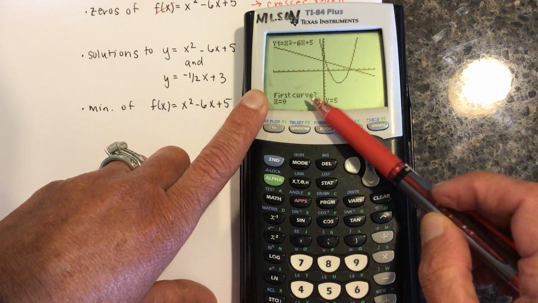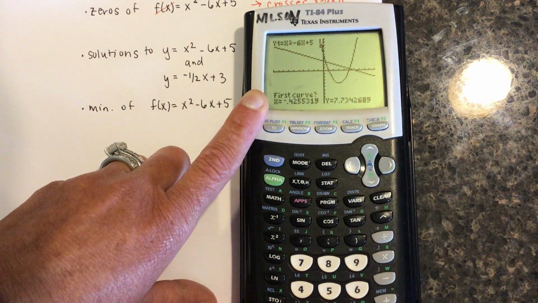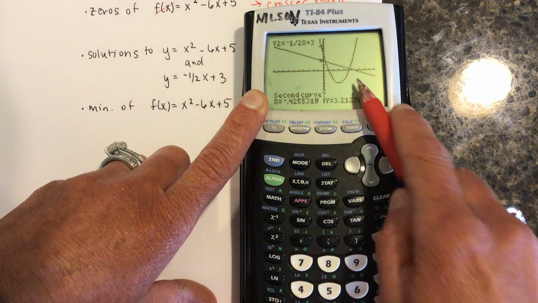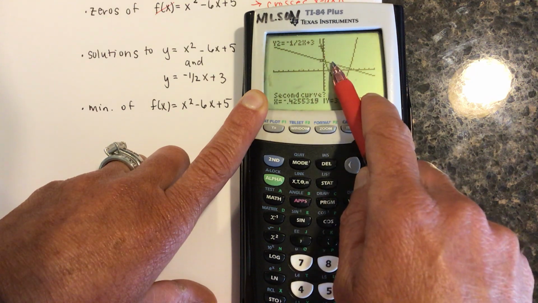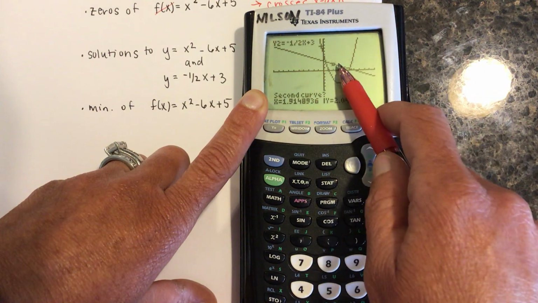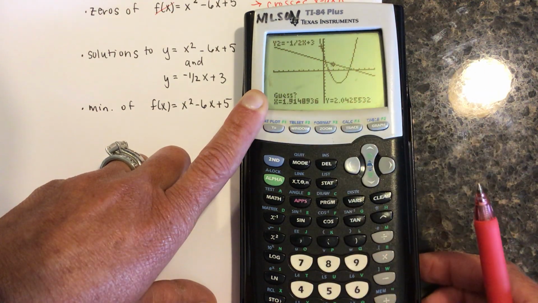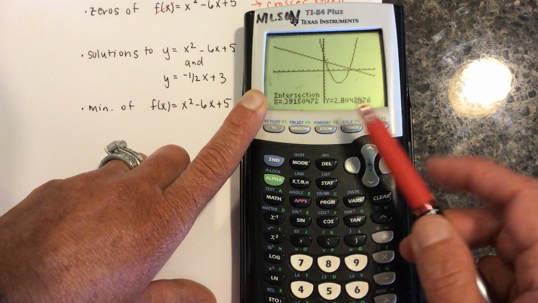And if you follow, it says first curve. So I am on the parabola right here. I'm going to hit enter. And then it says second curve. And now I'm on the line, but I need to make sure that because I went to the left here, I need to go to the right here. So I need to move over far enough so that I'm on the other side of that point and hit enter. And then guess, hit enter again, and it'll tell me what my point of intersection is.